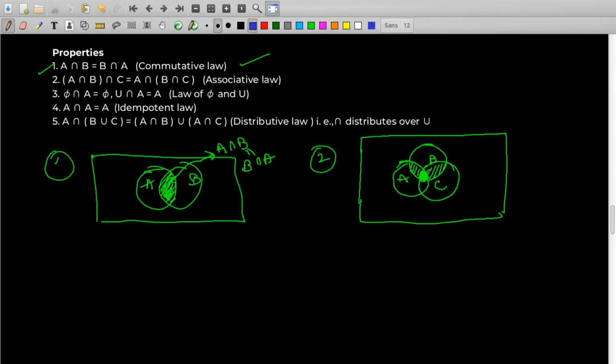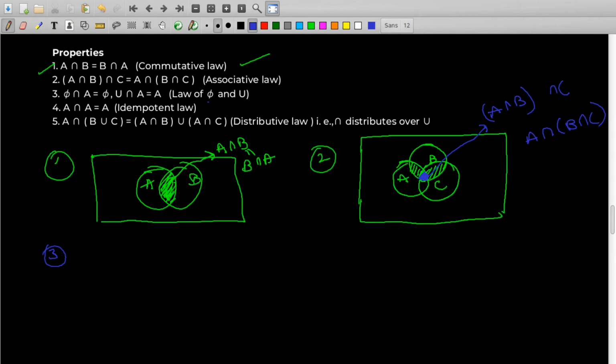Let me change the color here. So this small area, the intersection of 3, will be A intersection B intersection C. So this will be (A intersection B) intersection C as well, and A intersection (B intersection C) as well. So both of these are the same, right? We just saw, right? So that proves the second law. It does not prove. We are just seeing examples so that you understand the laws.